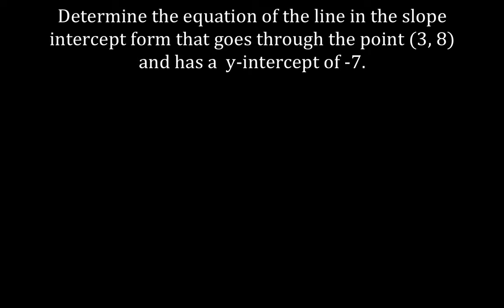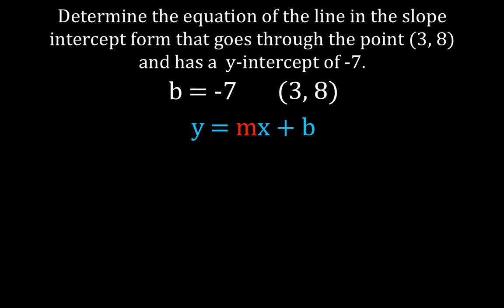So the first thing I like to do is write down what's been given. I know the intercept is minus 7, and the point is 3, 8. We're going to determine the equation of the line in the y equals mx plus b, slope-intercept form. In order to do that, we need a b and an m. M is the slope, b is the y-intercept. We're given the y-intercept is minus 7, so we need to find m. All we're going to do is substitute the values we've been given for b, x, and y, and solve this equation for m.